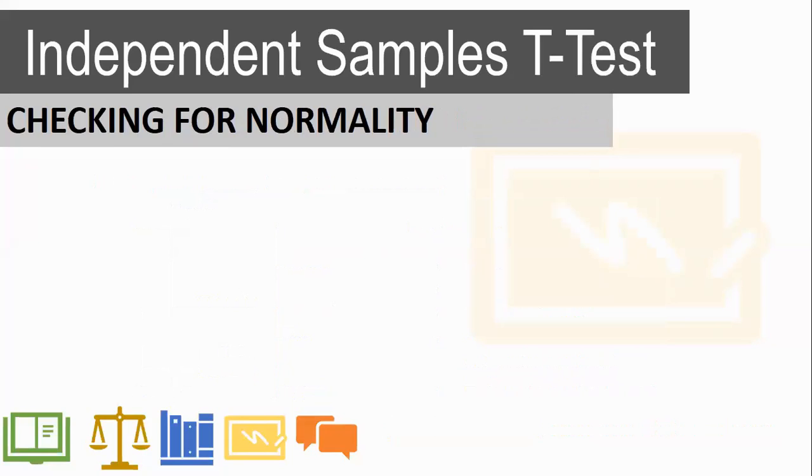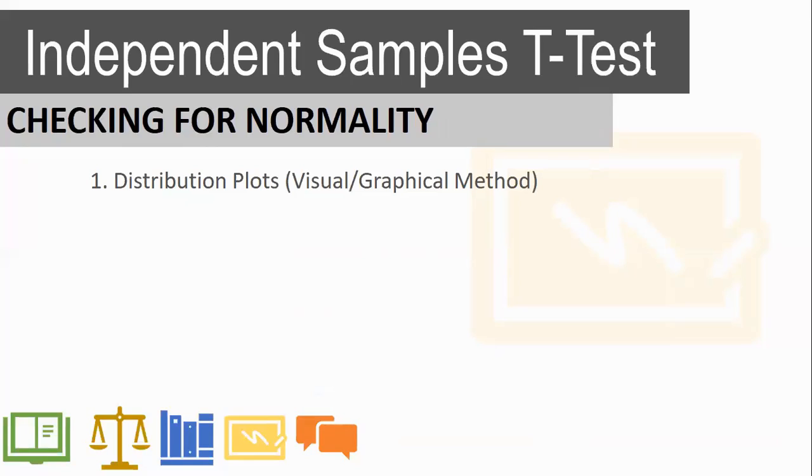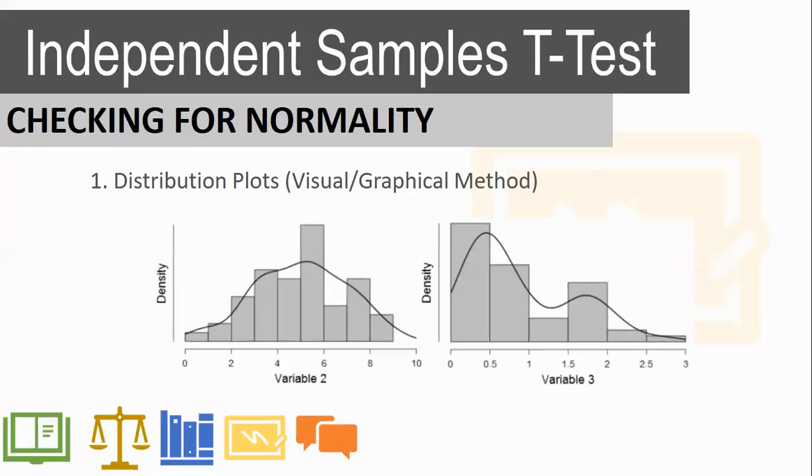To check for normality, we have three methods. First, by using the distribution plots or the histogram. This is a visual or graphical method. These are examples of histogram. A variable is approximately normally distributed if the histogram is in the form of a bell shape. So between these 2 points, the first one is approximately normally distributed and the other one is skewed to the right.